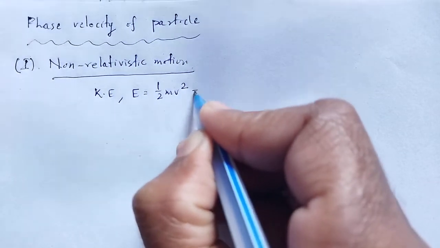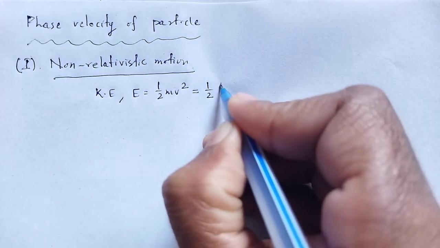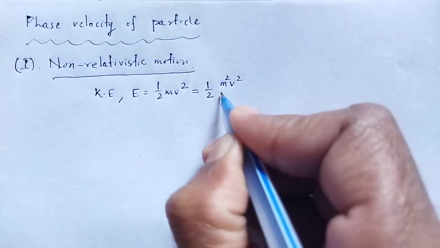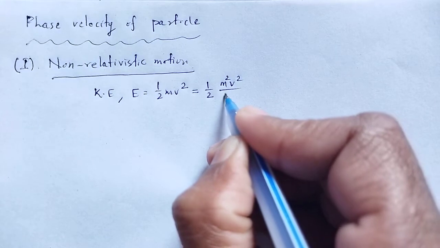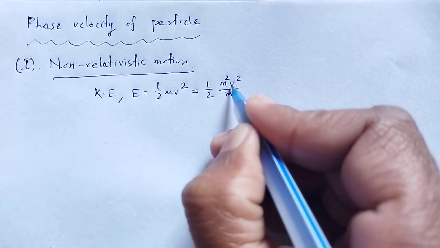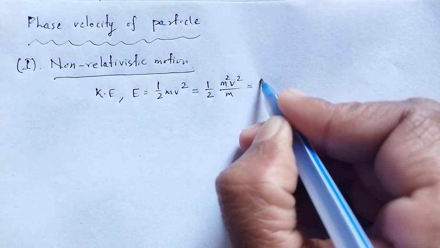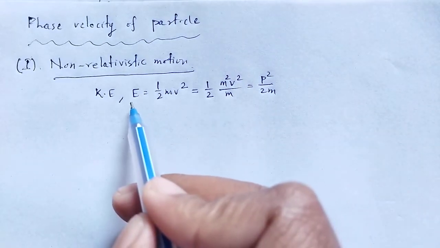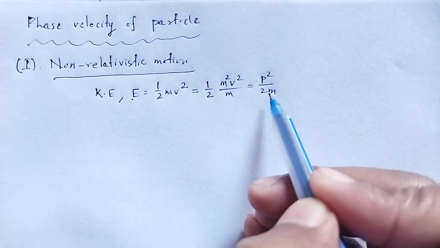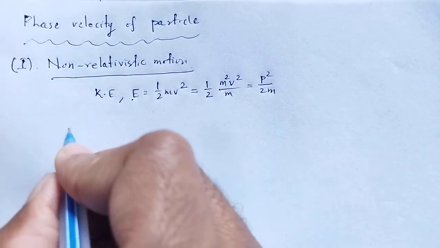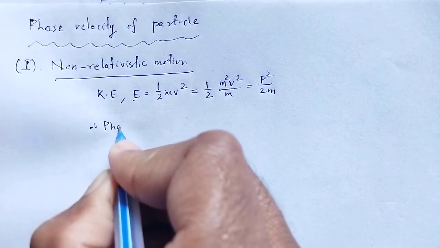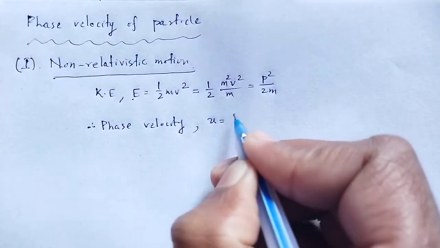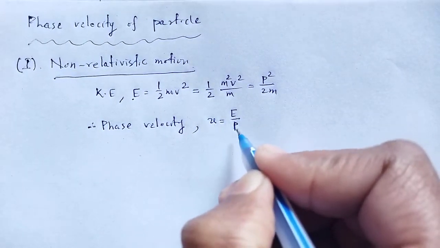We write it like this: half, multiplying by m in the numerator, then obviously m in the denominator, so m squared v squared, that is mv is the momentum, that is p squared divided by 2m. This is the energy in terms of momentum, E equals p squared by 2m. Therefore, the phase velocity u is equal to E by p, the phase velocity in terms of energy and momentum.